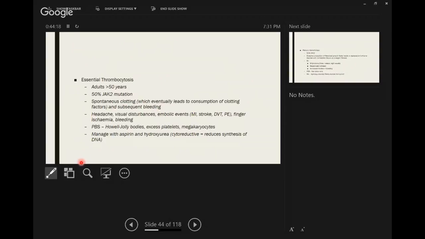Now you manage it with aspirin and hydroxyurea. Aspirin because of the thrombotic risk, hydroxyurea is cytoreductive, so it reduces synthesis of DNA.